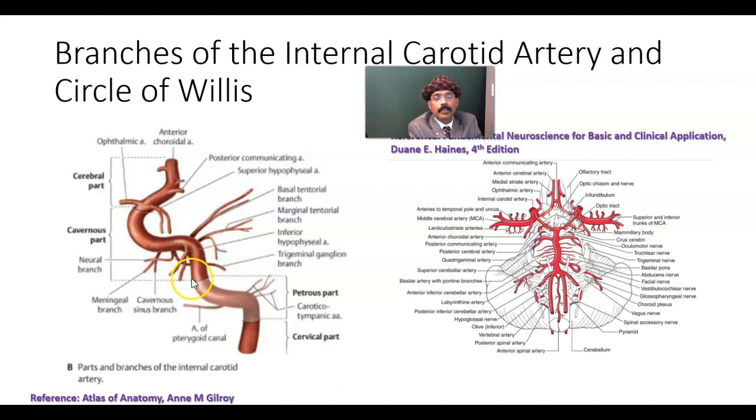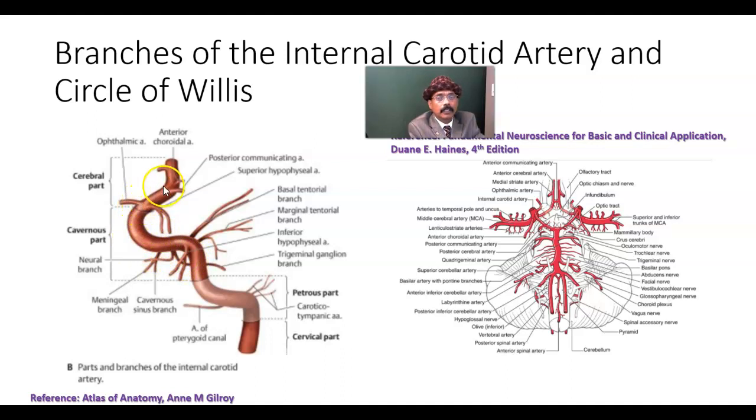This part is the cavernous sinus. In the cavernous sinus, it has multiple branches, like the branch to the trigeminal ganglion, the inferior hypophyseal artery, marginal tentorial branch, basal tentorial branch, meningeal branch, and cavernous sinus branch, and we'll get all these branches in the cavernous sinus. Then it comes out of the cavernous sinus.